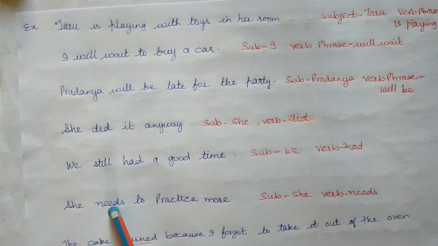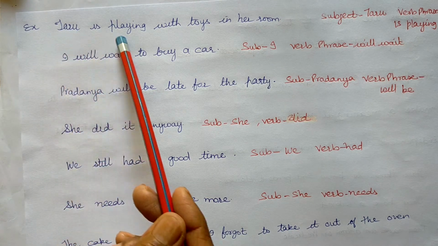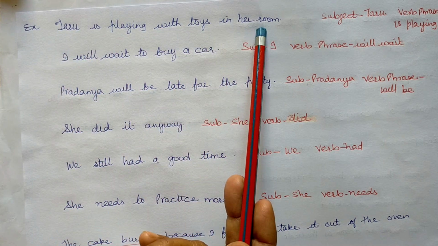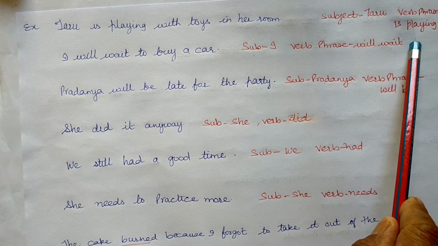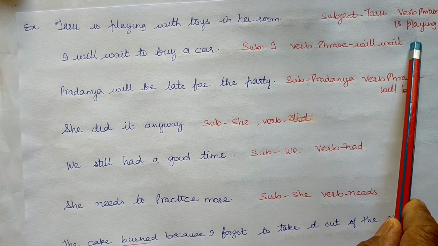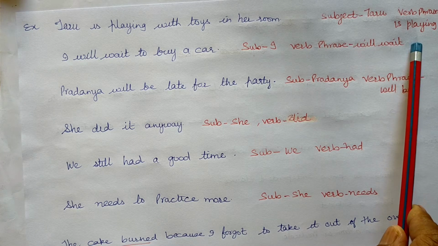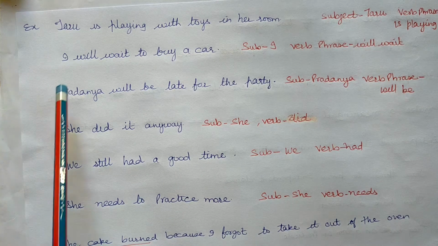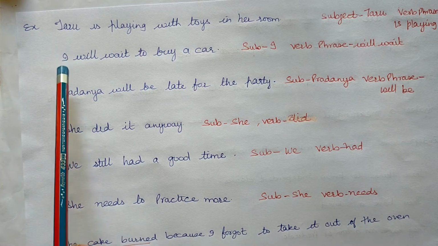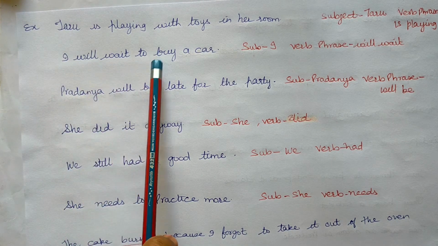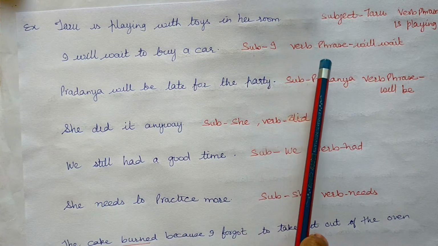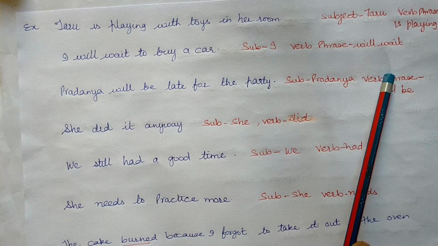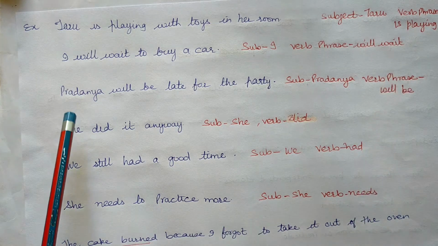Similarly, there are other sentences. Here, the first sentence: Taru is playing with toys in her room. Here the subject is Taru and the verb phrase is playing. The clause expresses a complete thought and stands on its own as a sentence. Here are some more examples. Next, I will wait to buy a car. Here the subject is I, the verb phrase is will wait. And the clause expresses a complete thought.